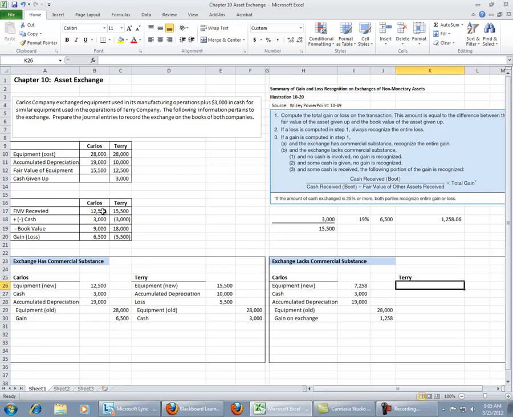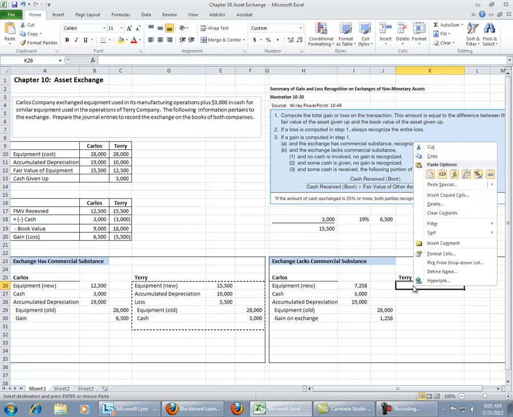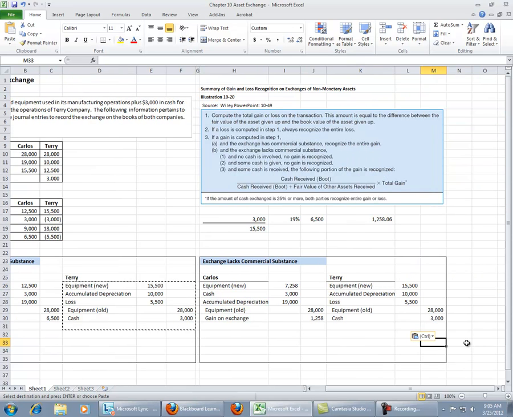Lastly, we're going to look at Terry. Terry had a loss of 5,500. Again, losses are pretty straightforward. If there's a loss, you always recognize the entire loss. So this entry is going to be the same as it was before, no changes to that entry. So if there's a loss, it either has or lacks commercial substance. We just recognize the entire loss.